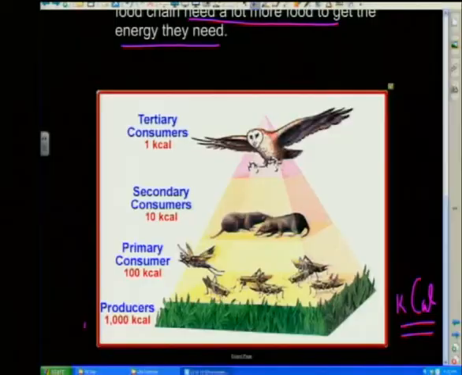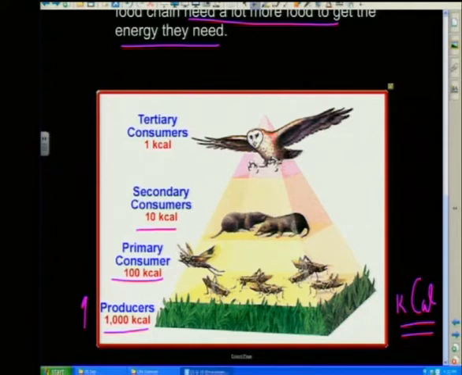Here we see the producers producing 1,000 kilocalories, and if we divide this by 10, that's the amount of energy then available to the primary consumers at the second trophic level, which is 100 kilocalories. Again, divide that by 10, and 10 kilocalories would be available to these rodents, which are the secondary consumers, and they will in turn provide only 1/10 of the energy available to them to the tertiary consumer. So the owl in this food chain only receives 1 kilocalorie of energy from the secondary consumers.